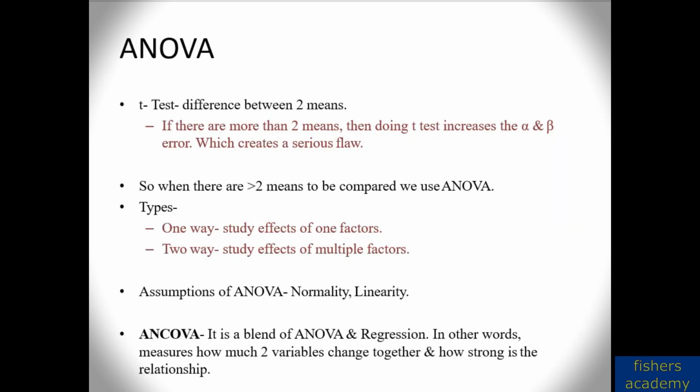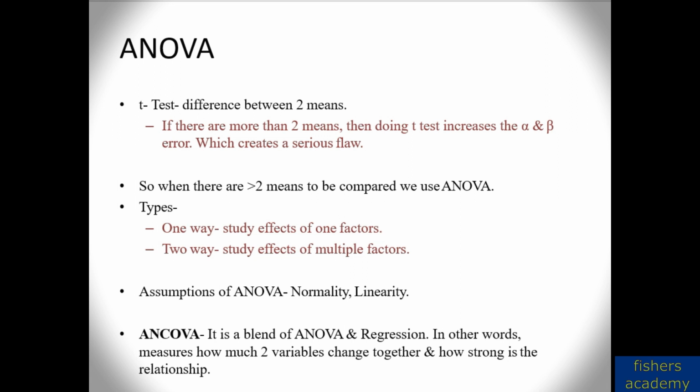Analysis of variance. The t-test tests the difference between two means. If there are more than two means, we usually use ANOVA as an extension of the t-test, because in the t-test we can do only two comparisons. If you use the t-test repeatedly for more than two means, it increases the alpha and beta error, which creates a serious flaw in the data and analysis.